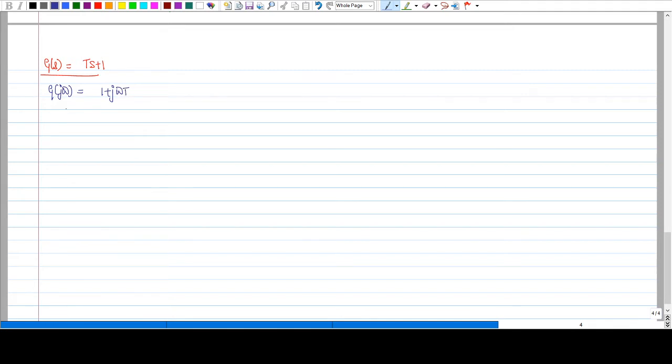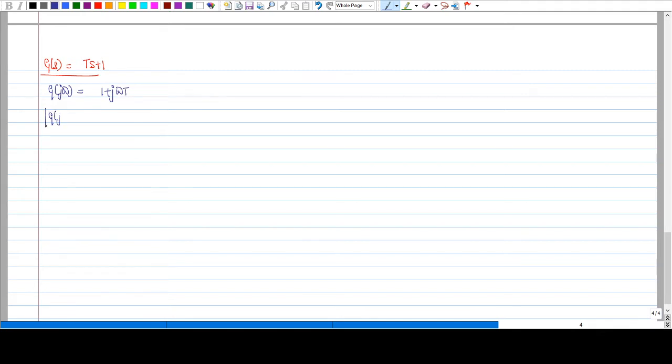So in this video we will see the next factor, that is G(s) = Ts + 1. So this is the next factor that we are considering. So here, G(jω) = 1 + jωT.